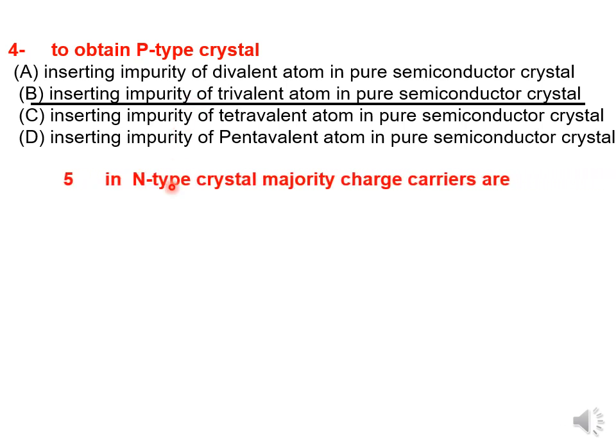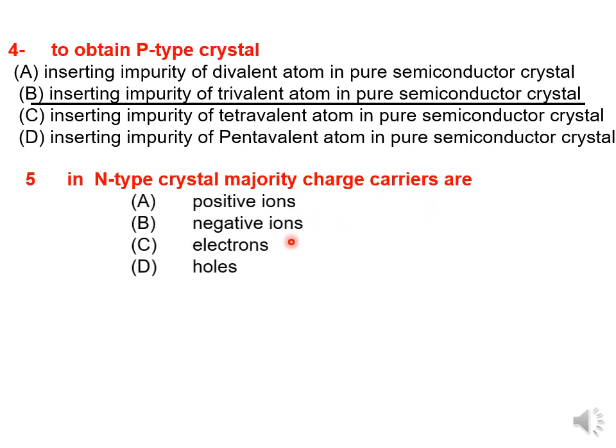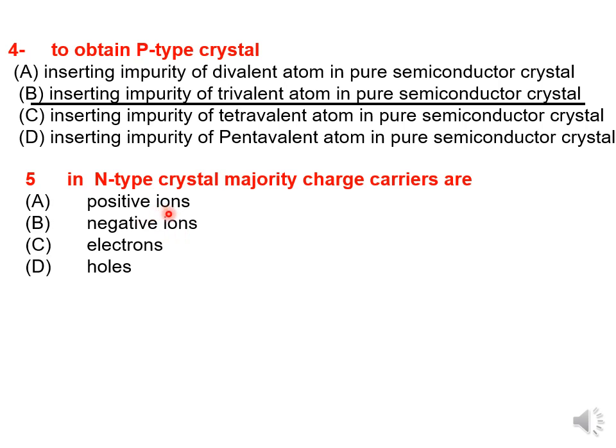In N-type crystal, majority charge carriers are positive ions ولا negative ions ولا electrons ولا holes. دي N-type crystal، يبقى majority charge carriers are electrons.